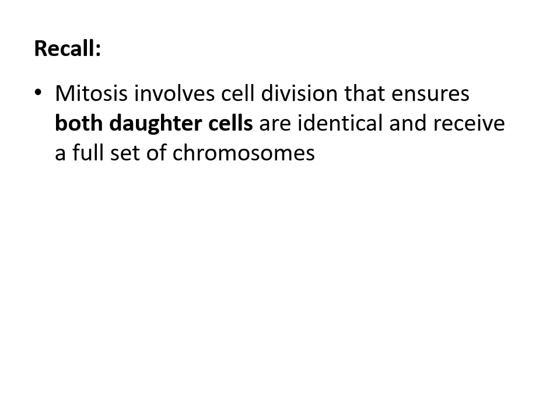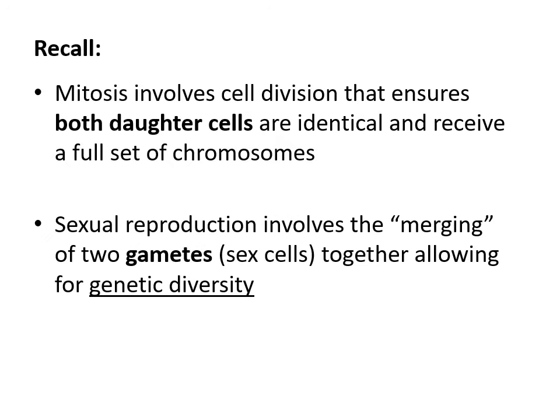Sexual reproduction and meiosis. So recall that mitosis involves cell division that ensures that both daughter cells are exactly the same as the parent cell. And again, the point of this is to make exact copies of the original cell.